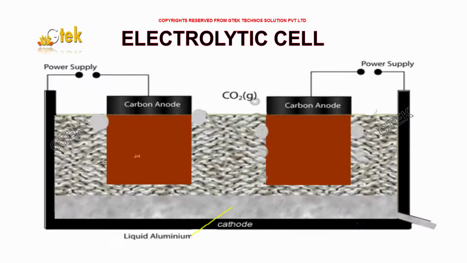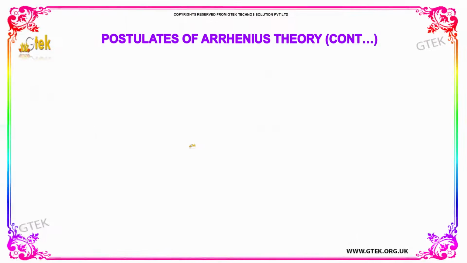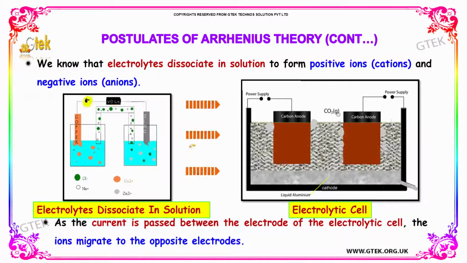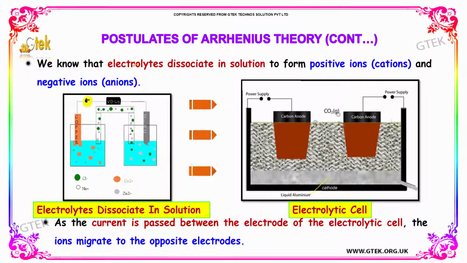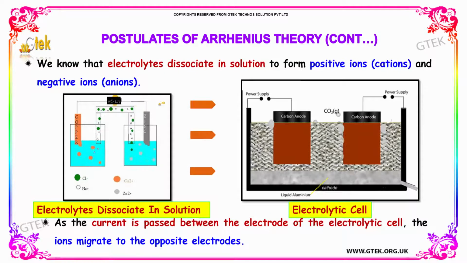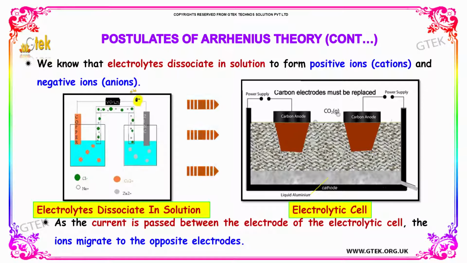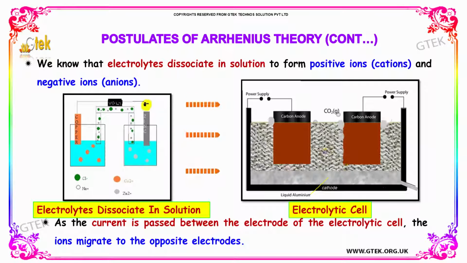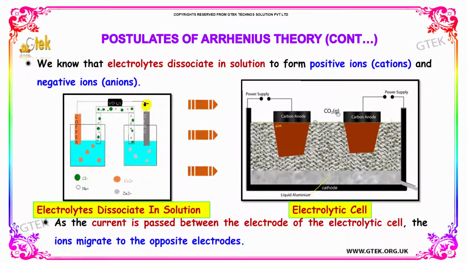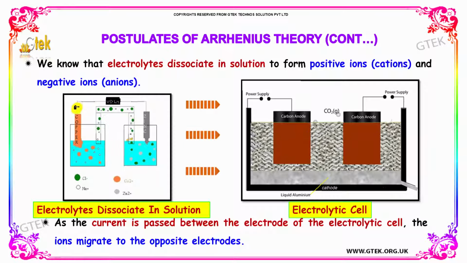Let's discuss the electrolytic cell and how it works. We know that electrolytes dissociate in solution to form positive ions, cations, and negative ions, anions. So as the current is passed between the electrodes of the electrolytic cell, the ions migrate to the opposite electrodes. You are able to see it here.